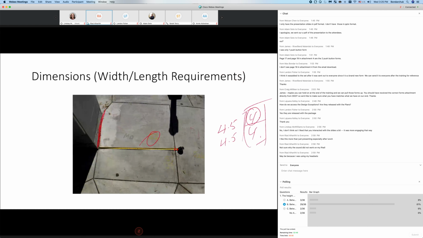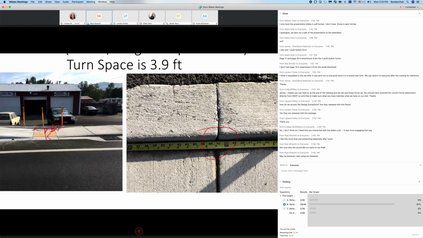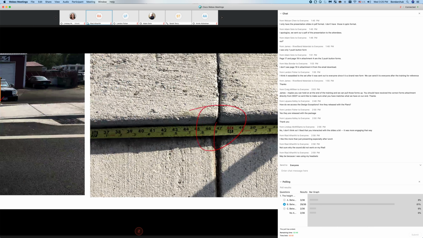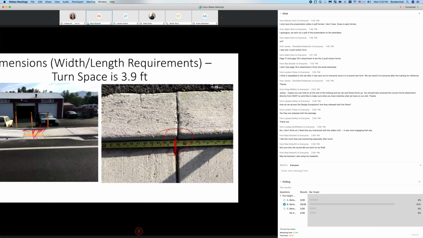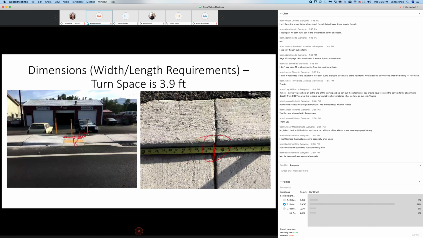Turning space, 4 by 5. We talked about turning space. If we have a back of ramp obstruction, the 5 feet should be this way, the 4 feet should be this way. And obviously here, if you look, this measurement here is about 3.9, so that's a failure. There's no reason for that. It's just a matter of forming and a matter of finishing.